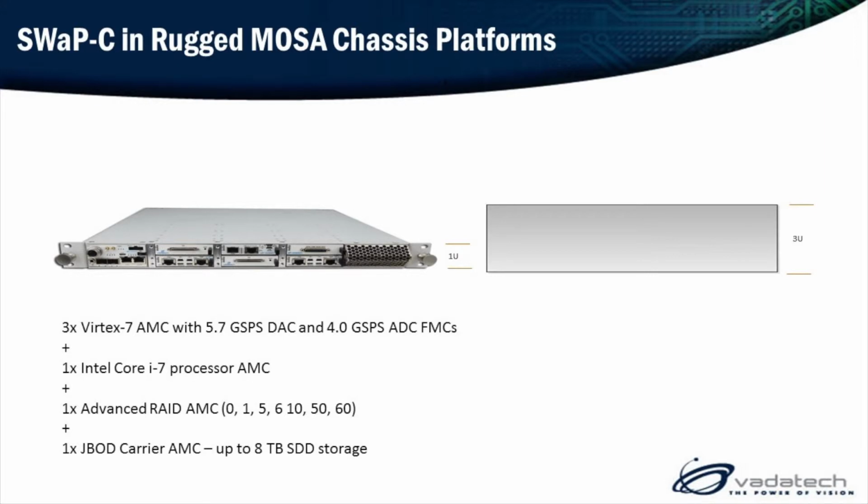Also storage. So a lot of these applications also, in some cases, the storage is often a separate device, but you could actually combine, since you have enough slots, combine, for example, an advanced RAID where you could do your mirroring and striping in an AMC, and a JBOD carrier that can hold up to 8 mSATA chips for up to 8 terabytes of SSD storage in just one of these little guys in there.